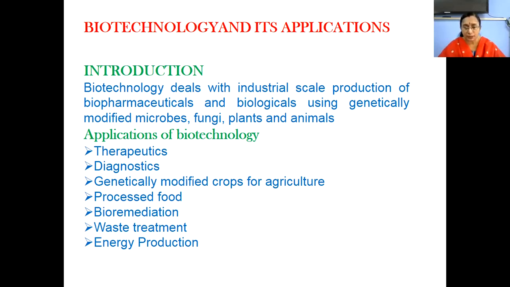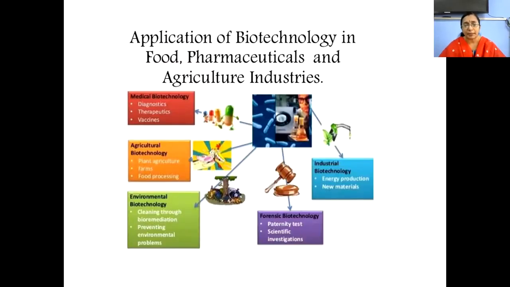One is therapeutics, that is production of different types of drugs or medicines. Diagnostics, where we identify diseases. Genetically modified crops for agriculture, improved crops with higher productivity. Then processed food, bioremediation, waste treatment, energy production. So there are many different fields in which we will be applying this biotechnology.